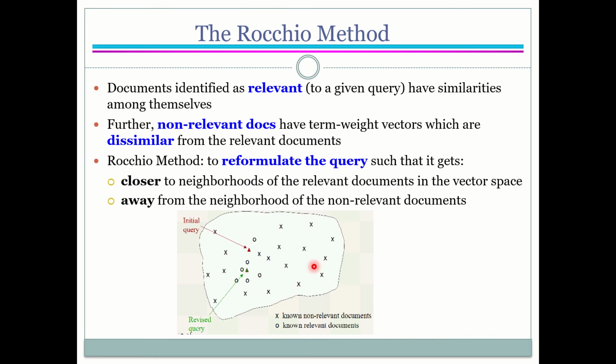For instance, let's suppose we have the initial query here, and then we know that this is the known non-relevant document, and we have a small bunch of known relevant documents here. So we want to move from this side to the other side that is closer to the relevant documents that we have here. So this is what we call the revised query or modified query.